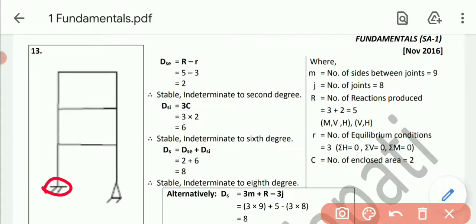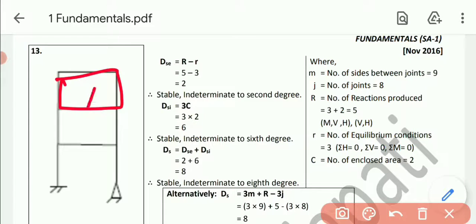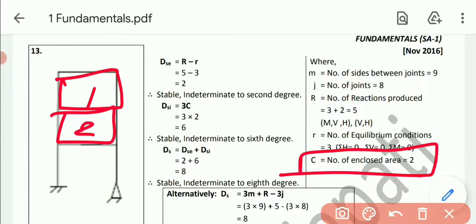First of all, capital R: 1, 2, 3 hints about 1 and 2. So capital R value is 5. Small r is always 3. Number of enclosed areas: 1 and 2. So that is C, that is 2.